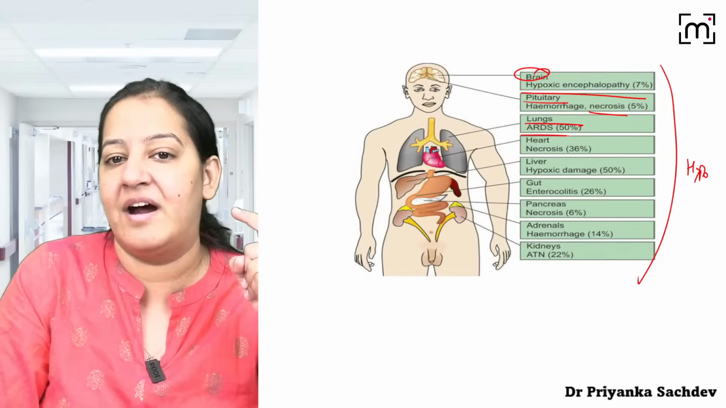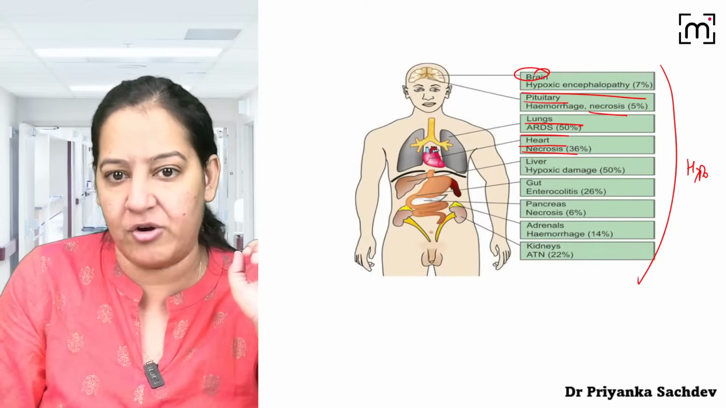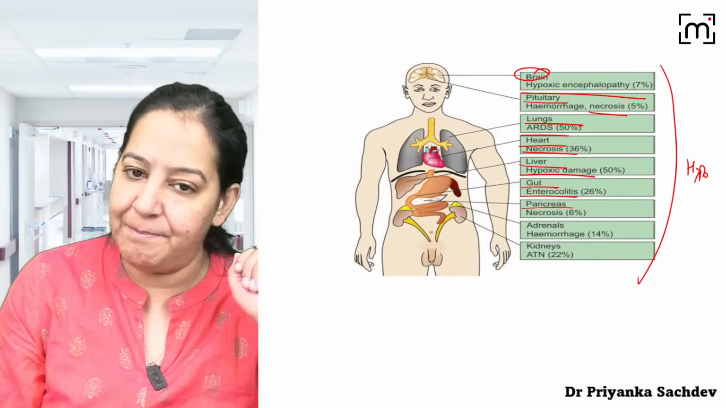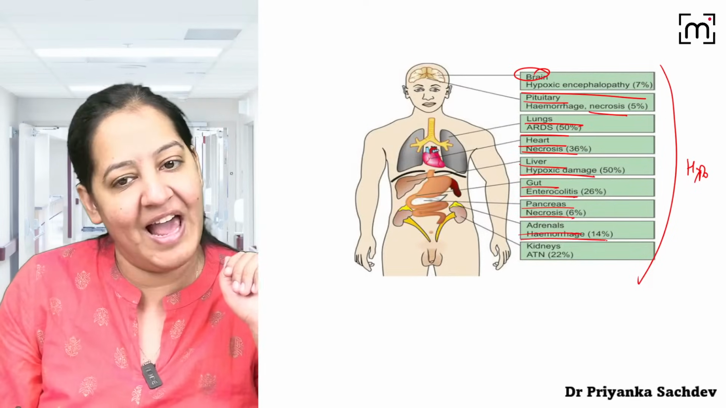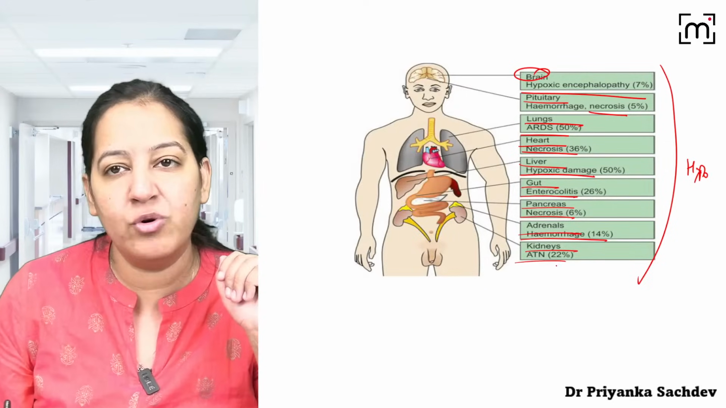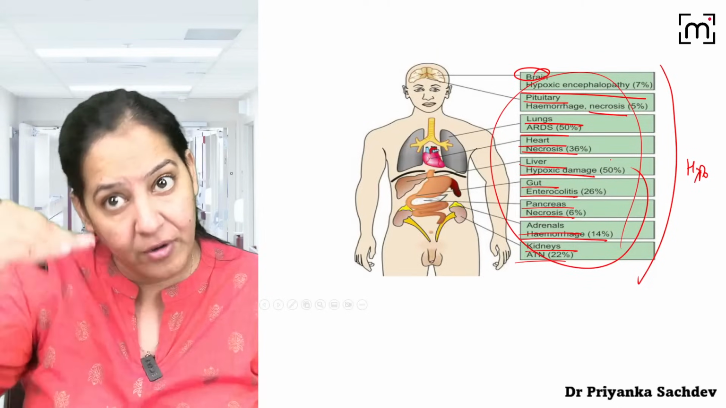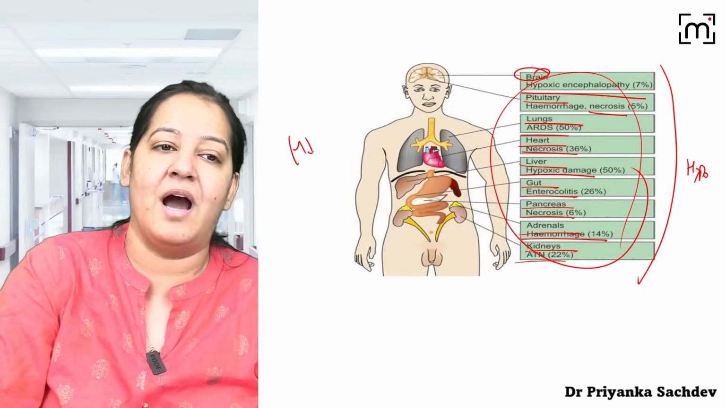The lungs will have ARDS. The heart will have MI, necrosis. The liver will have hypoxic damage. The gut will have enterocolitis. The pancreas will have necrosis. The adrenal will have hemorrhage. The kidneys will have acute tubular necrosis, ATN. So all the organs undergo multiple organ failure due to hypoxia.